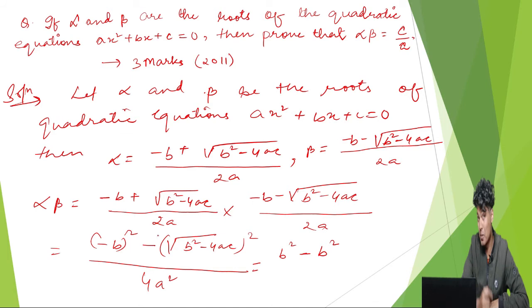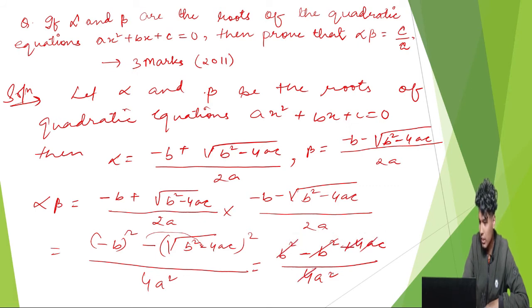Minus into minus. I think in the previous slide when I had done this, I forgot to multiply the minus to this sign. So minus into minus, plus 4ac divided by 4a square. These two cancel, 4 cancel, a cancel, so it is c by a. So the answer will be equal to c by a. So alpha into beta is equal to c by a. So we have proved, hence proved.